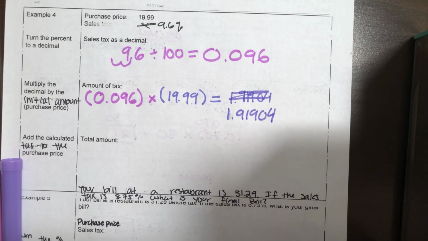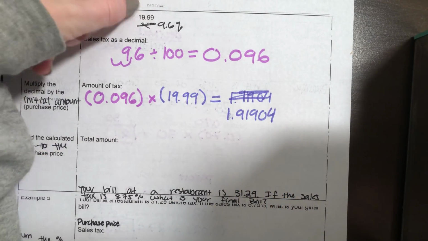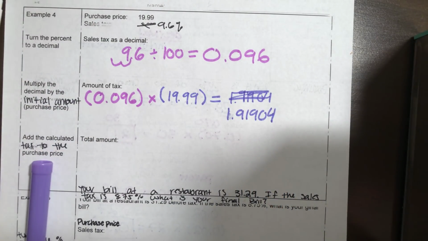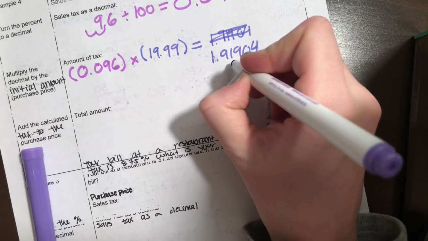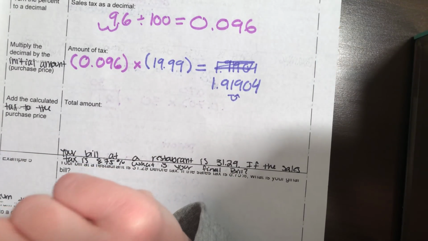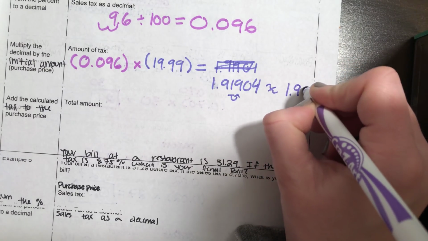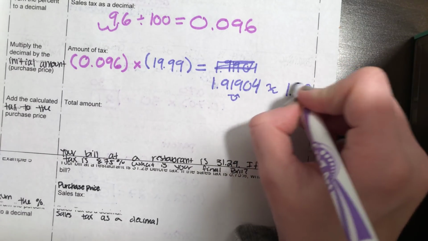So round to the nearest hundredths place, because when we're dealing with money, you only ever go 2 spots to the right of the decimal. $19.99 is only 2 spots to the right of the decimal. So you find your hundredths place, look to the right, bigger than 5, round up. So it's going to round to 1.92.